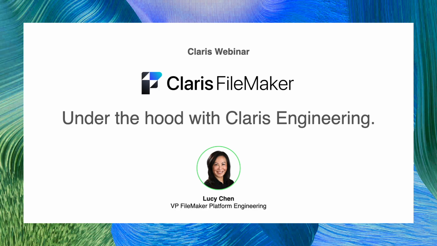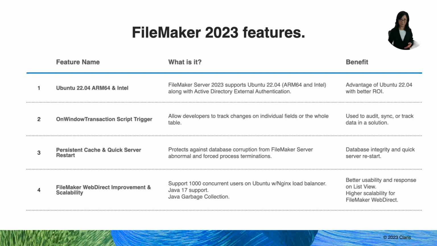Here are some of the highlights. In addition to Mac, Windows, and Ubuntu 20, FileMaker Server now runs on Ubuntu 22 for Intel and ARM64. FileMaker Server ARM64 is Ubuntu 22 only.